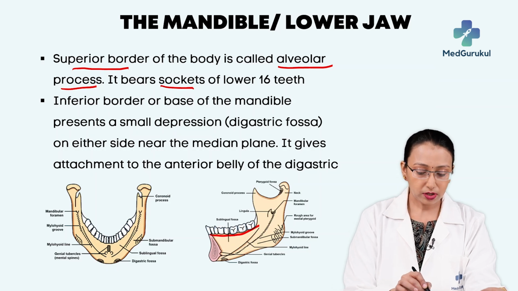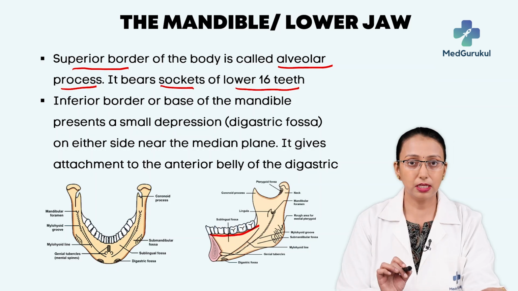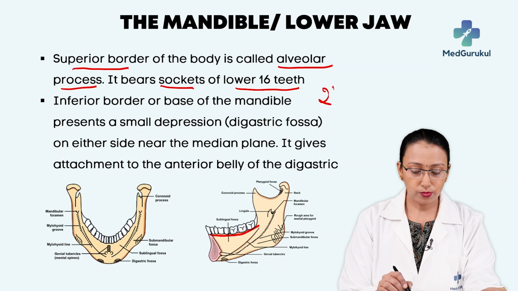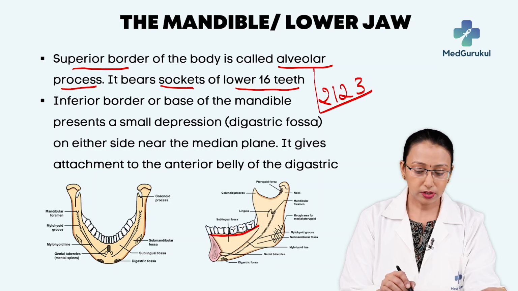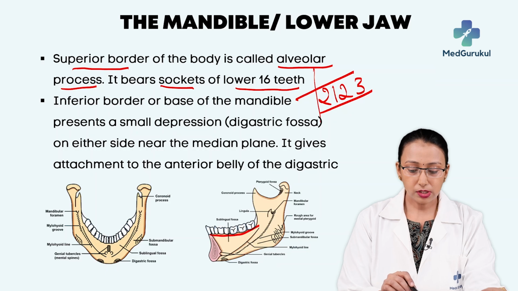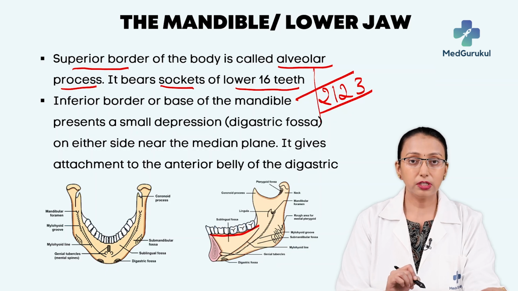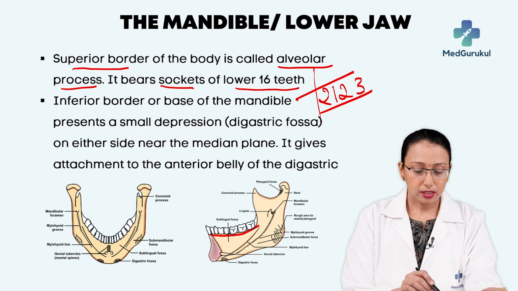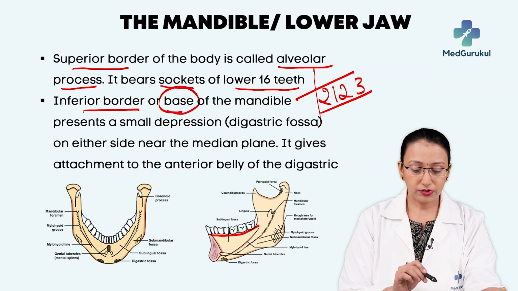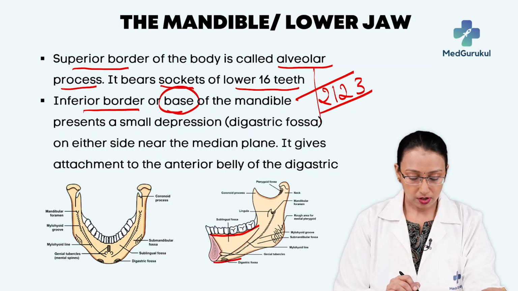It bears the sockets of the lower 16 teeth. We know the formula used for the teeth, 2, 1, 2, 3, so a total of 16 teeth will be there along the alveolar border. Then the inferior border is also called the base of the mandible.